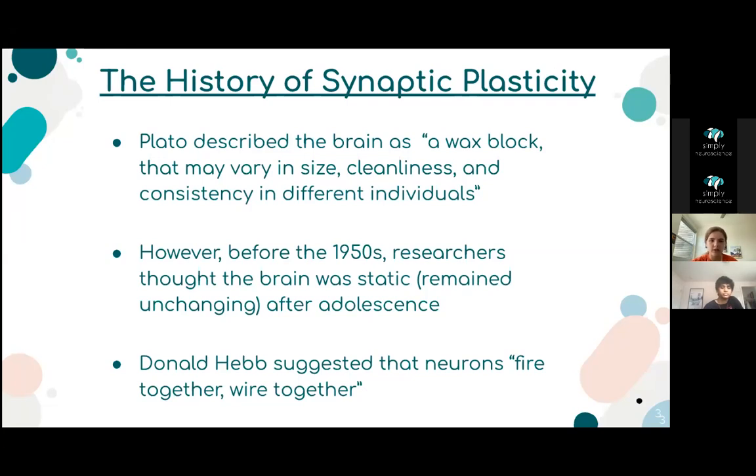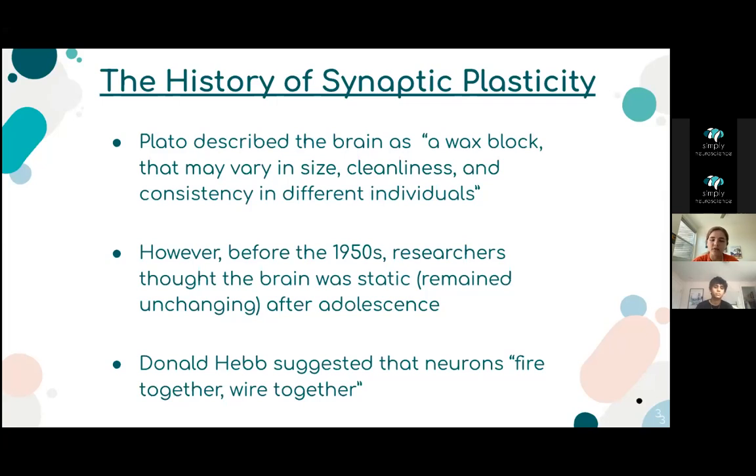So starting off with the history of synaptic plasticity. Plato, as you might have heard of that guy before, is a pretty famous ancient Greek philosopher, and he described the brain as a wax block that may vary in size, cleanliness, and consistency in different individuals. And we'll see how that has some truth to it later on in the workshop.